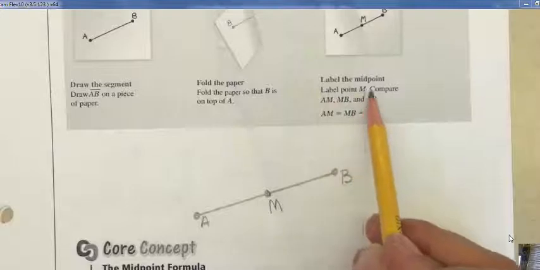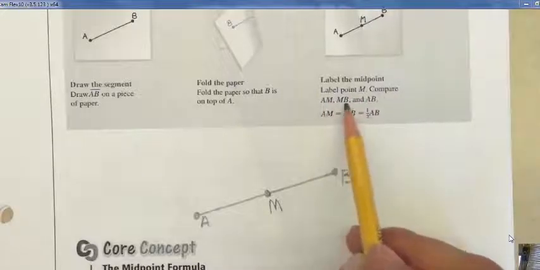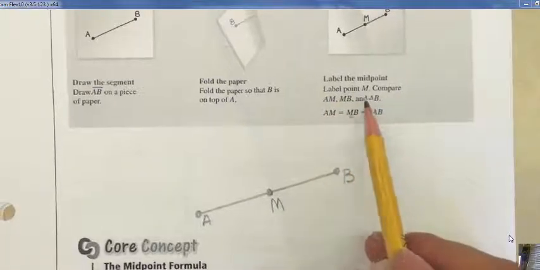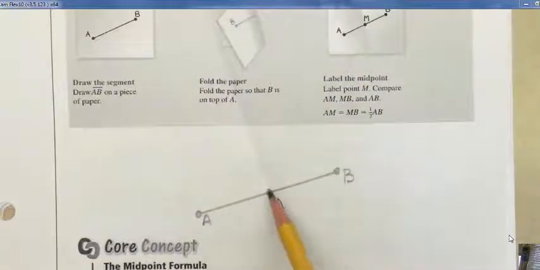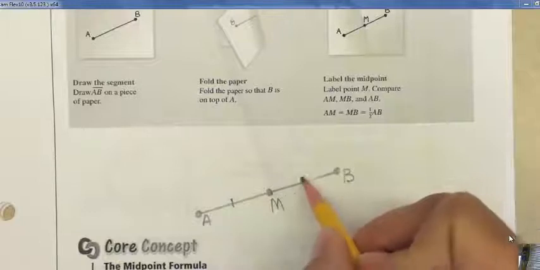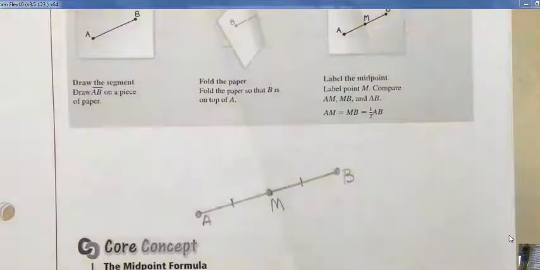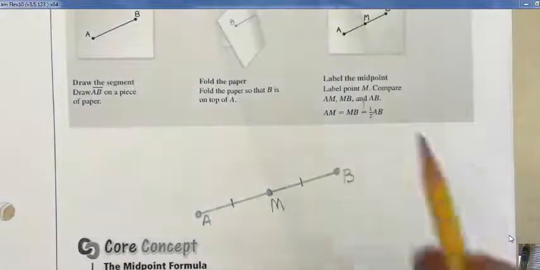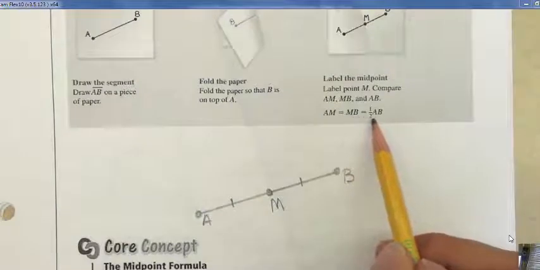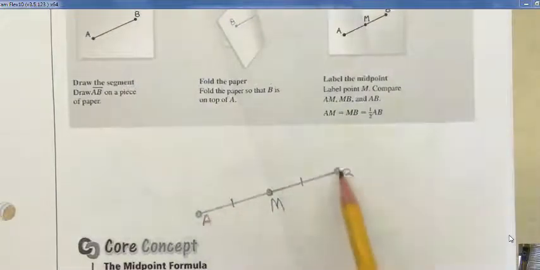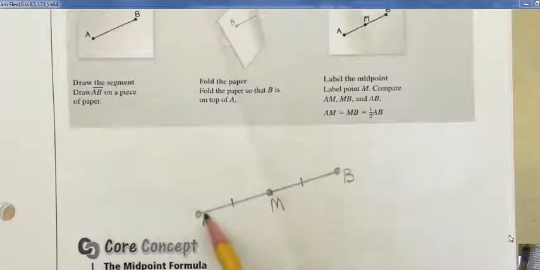So label point M. Compare AM, MB, and AB. Well, basically, AM is going to equal MB, right? So these two are going to be exactly the same. They're going to be congruent. And both of those are just equal to half of AB. So AB, if I cut it in half, would be equal to AM.